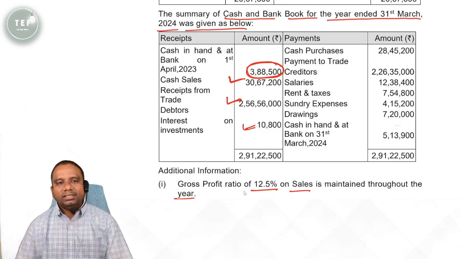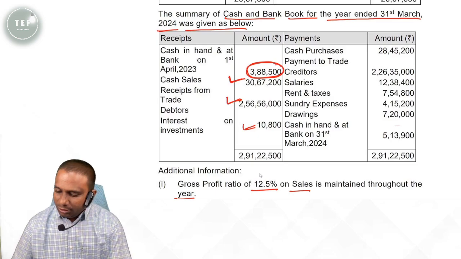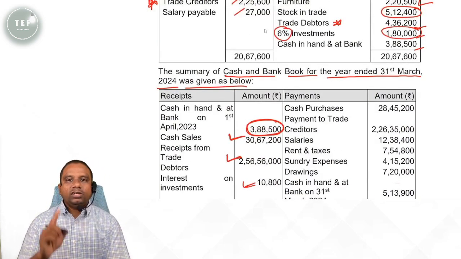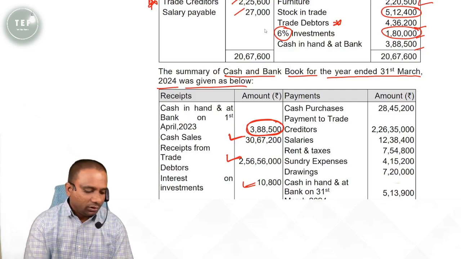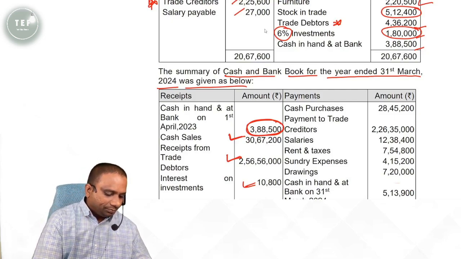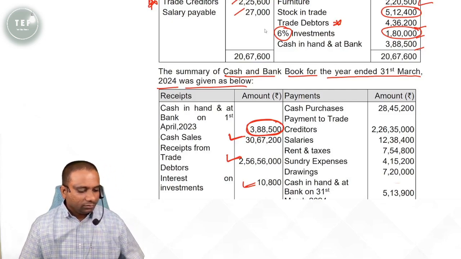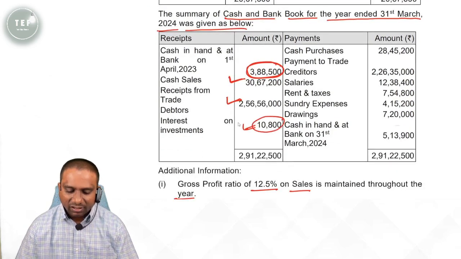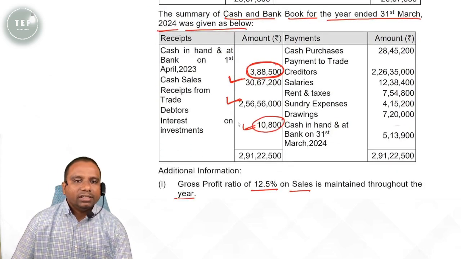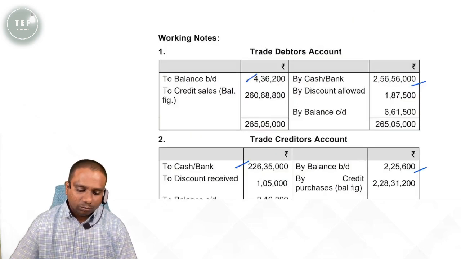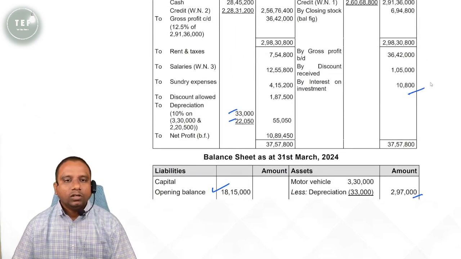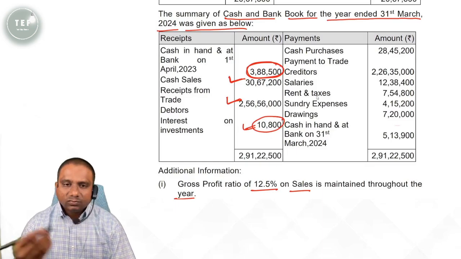Interest on investment is income. Here you have investments 1,80,000 and 6%. Calculate 1 year interest on investment. So 1,80,000 into 6%, 10,800. So we also received 10,800. So P and L account, credit side, 10,800. Over. Next one. Come to credit side.